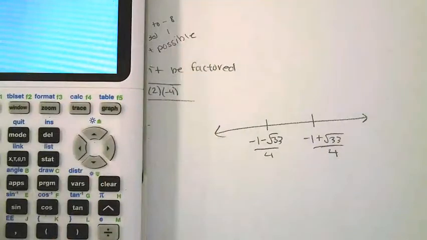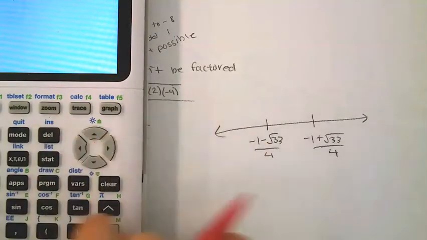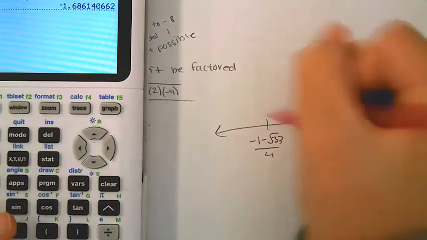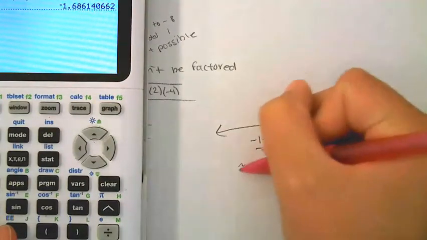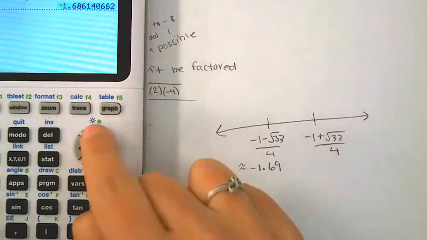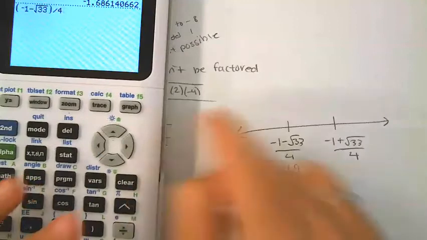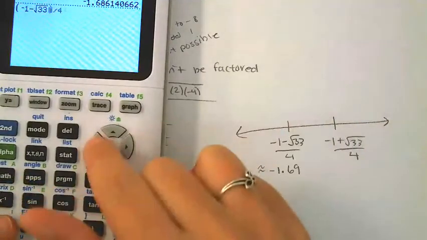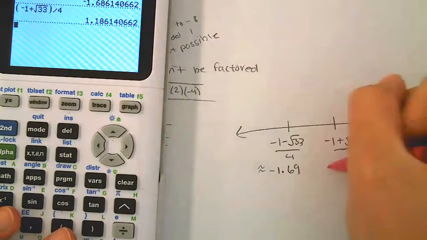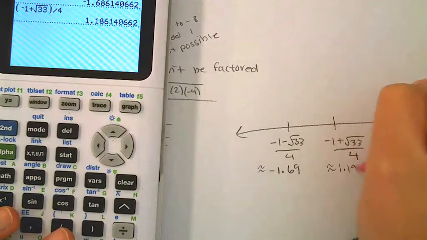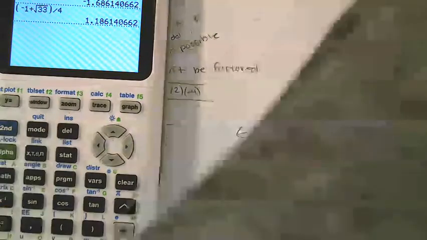So negative 1, and I'm actually going to put this all in parentheses, negative 1 minus the square root of 33. Oops, I need to press the right arrow to get out of the square root and then put my parenthesis, then divided by 4. So this is about negative 1.69 roughly. And then I'm going to just do up, up, enter. And then I can use my arrow back so I can change that to a plus. And that's approximately 1.19. So I can pick tester points in between.